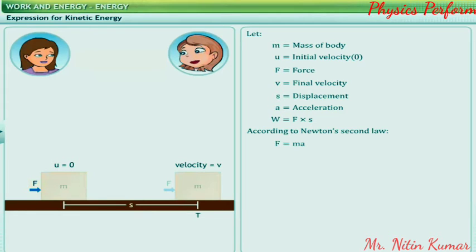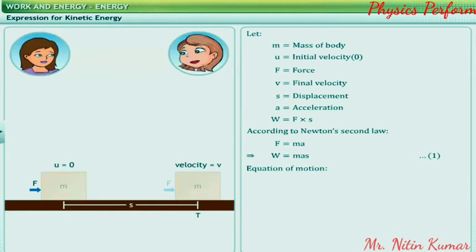According to Newton's second law of motion, force is mass times the acceleration in the body. This makes the work done equal to the product of mass, acceleration, and displacement. Let this be equation 1.